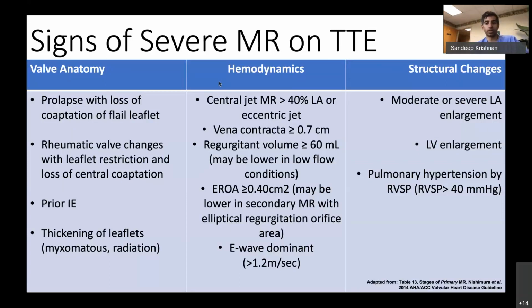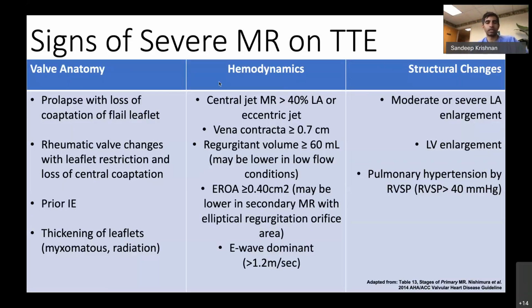If you're E-wave dominant, if you have a lot of early flow, what that means is that you have a high left atrial pressure. So that's suggestive of any condition that would cause a high left atrial pressure, like severe MR. It could also be MS, because you have a high left atrial pressure in that condition as well.